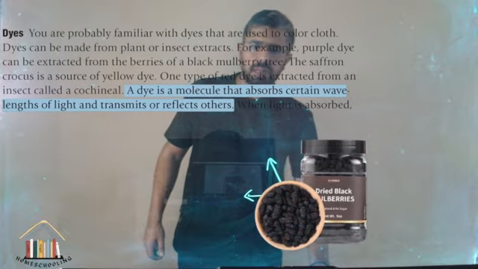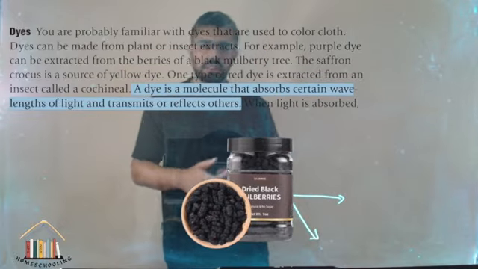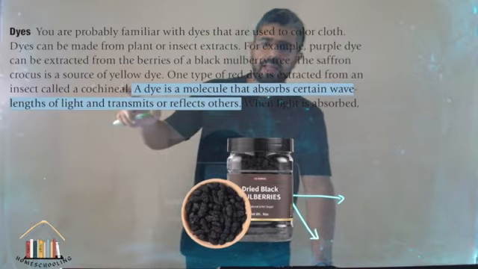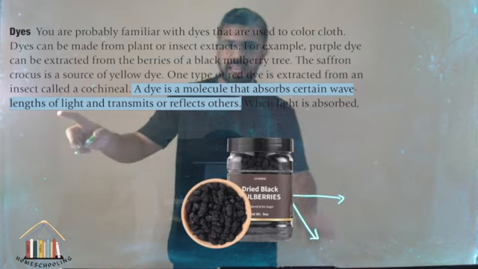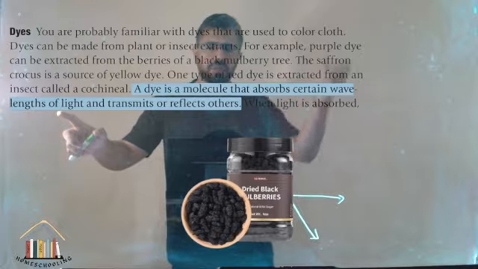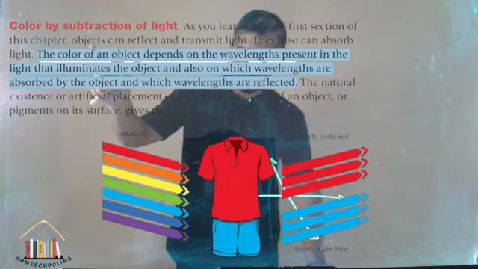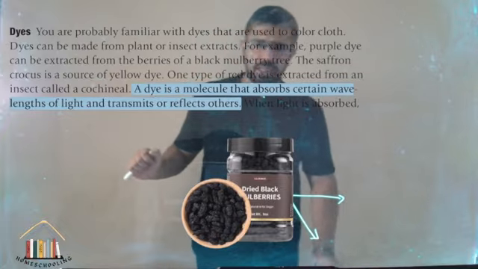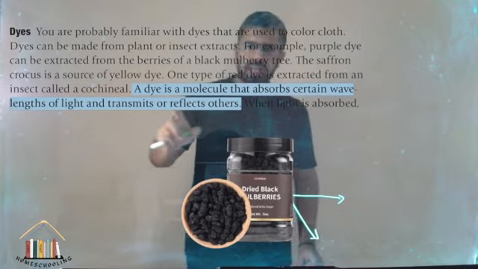The second part is talking about dyes. Dyes are used also to color clothes or objects. So as a summary, a dye is a molecule that absorbs certain wavelengths. Again, absorb, subtract. Okay, remember the title of the paragraph, subtraction of light. Here, absorption as well. Absorption means also subtraction of the wavelengths, and transmit and reflect others.